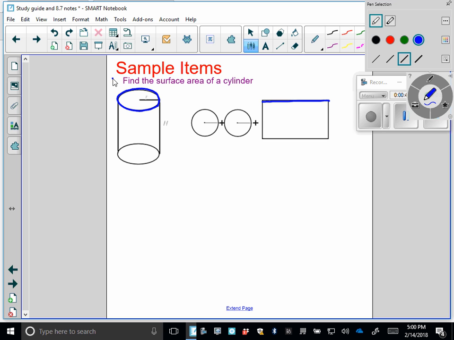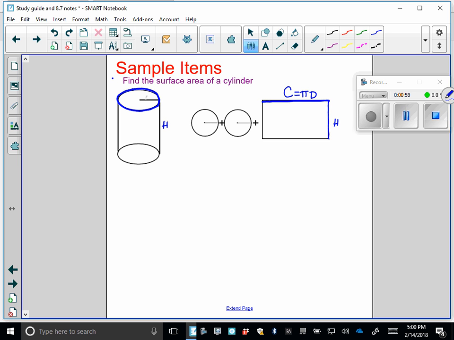So this is the circumference of that cylinder, which is pi times the diameter, and then the height right here is the height of this rectangle, and then the radius right here is just the radius there, and you have two circles and a rectangle.